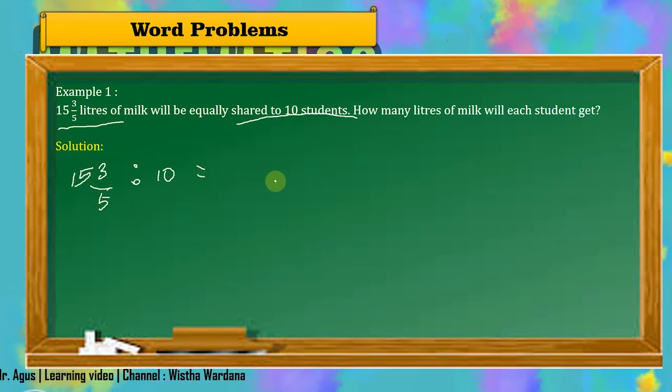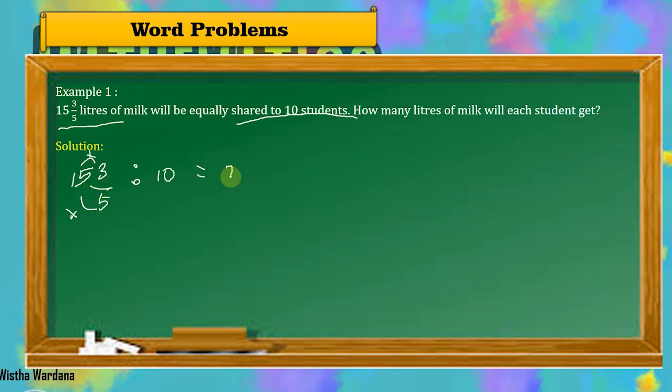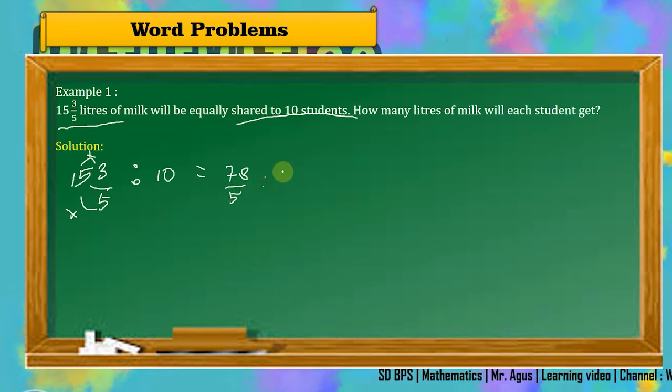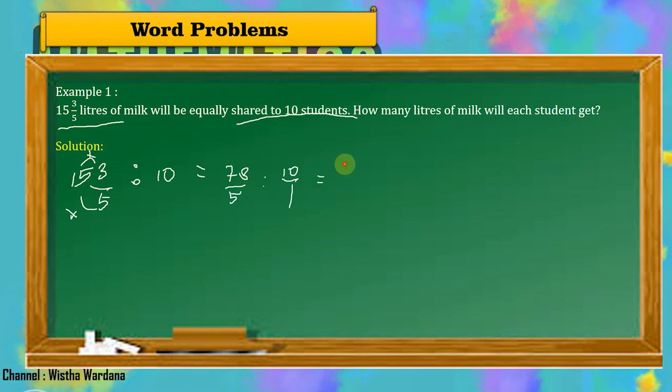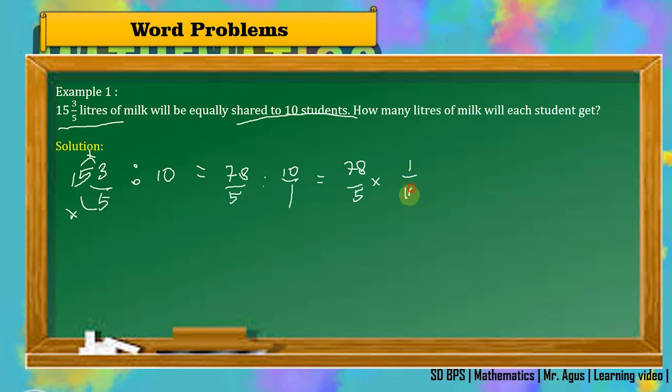In this case you can change the mixed fraction into an improper fraction first, multiply 5 by 15 and then add 3. So 5 times 15 equals 75 plus 3, 78. And then divided by 10/1. After that you have to change the division sign into a multiplication sign. So 78/5 multiplied by 1/10.